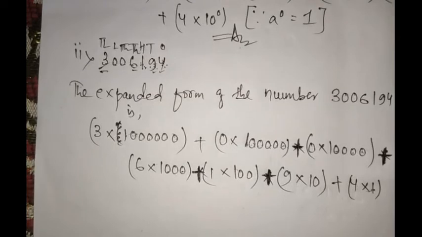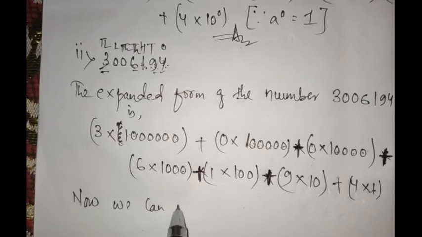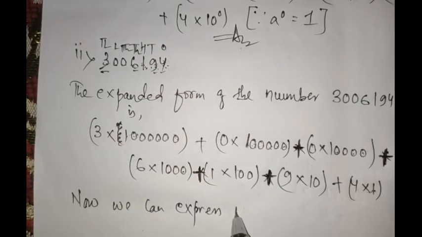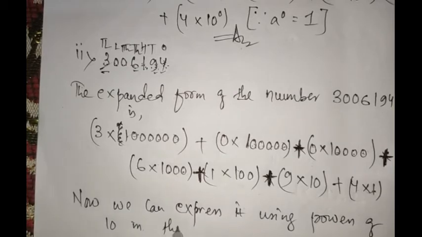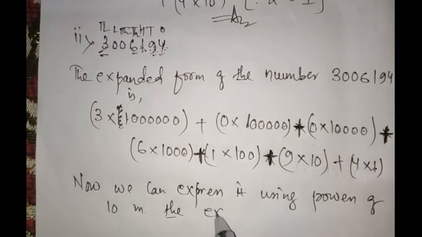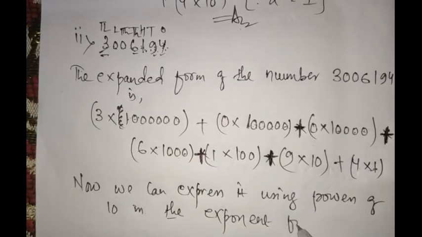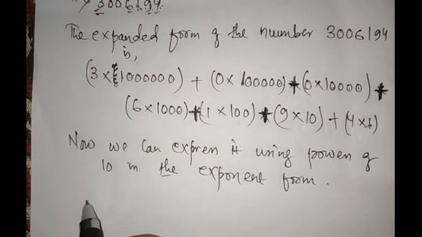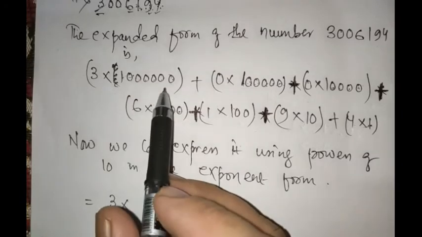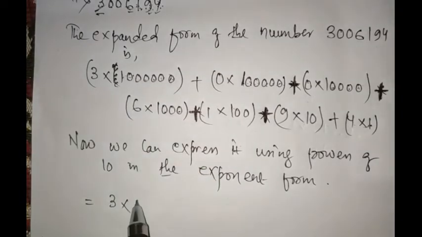Okay, now if you have to write this in exponential form, we can express it using powers of 10, in the exponent form. What chapter are we doing? Exponents and powers. So we should try to deal with the exponents and powers. Now 3 into, how many zeros are there? 1 2 3 4 5 6. So put 10 to the power 6. This will represent 6 zeros after 1.